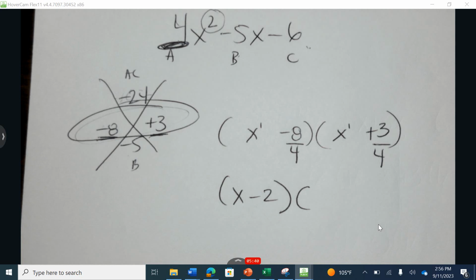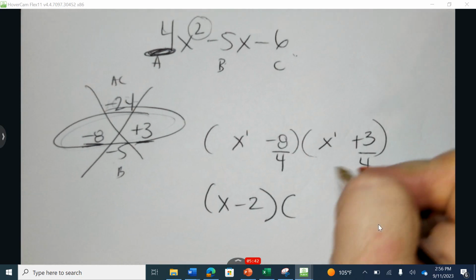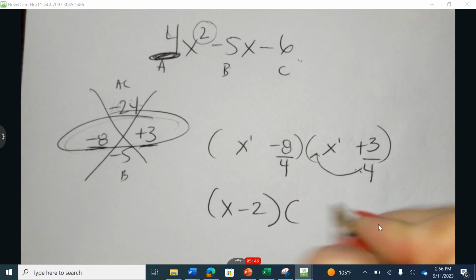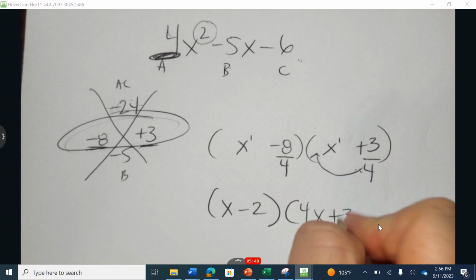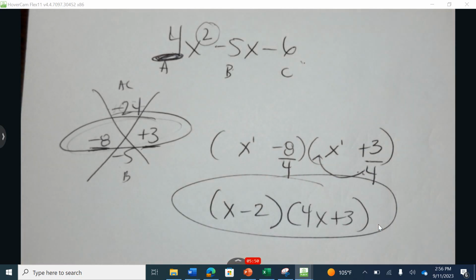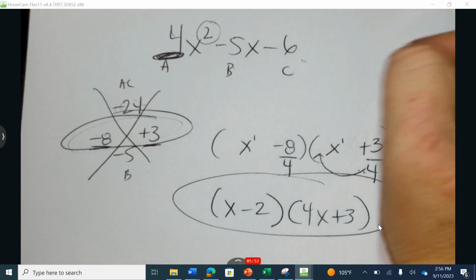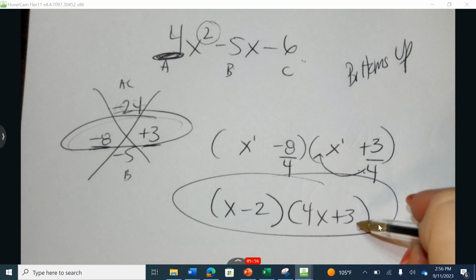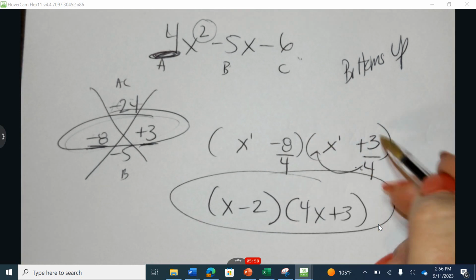Now, if you can't reduce, and it doesn't give you a whole number, we're going to push it back up. So we're going to take this number. It can't be reduced. I push it back up. The 4 goes up top. The 3 stays in back. And we have the exact same answer. This method is called bottoms up because we're taking that bottom number and pushing it up if we cannot reduce it.